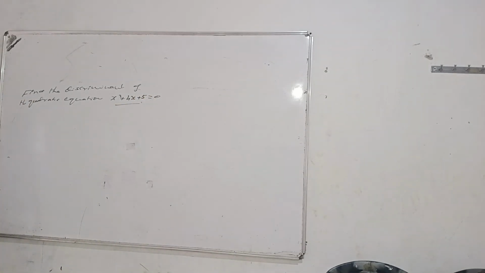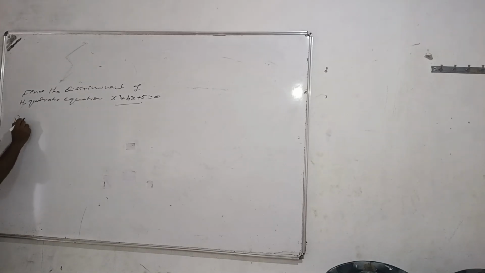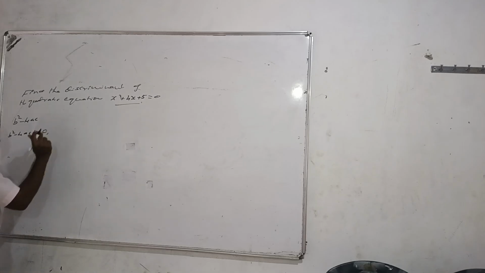So discriminant is b square minus 4ac, because b square minus 4ac is the discriminant. To find the nature of roots, you can see if b square minus 4ac is greater than 0, you will get two distinct real roots, two answers.